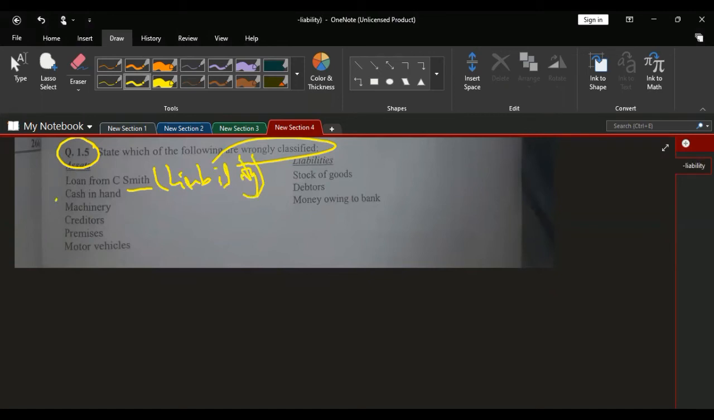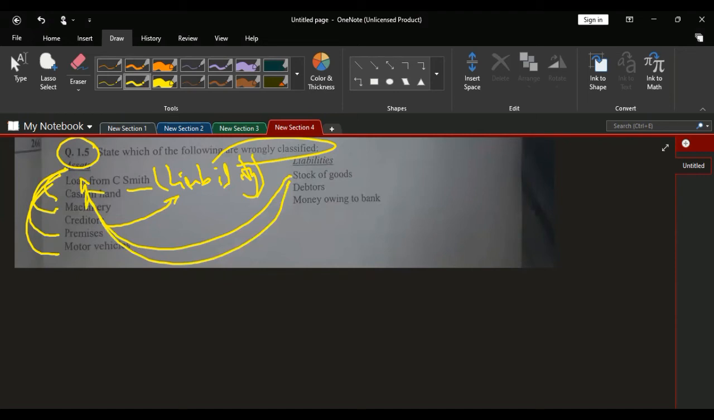Cash in hand. Cash in hand is an asset and is also placed in assets. Therefore, it is okay. Machinery is also an asset, placed in assets, correct. Creditors are our liability, so they are wrongly placed here. You have to move them to the liability category. Premises are the assets of the business because they involve business land and business buildings. Motor vehicles are our assets. Stock of goods are business assets. Debtors are also assets. Money owing to bank. Owing means payable to bank. It's a liability for a business and placed in liabilities, so it's okay.